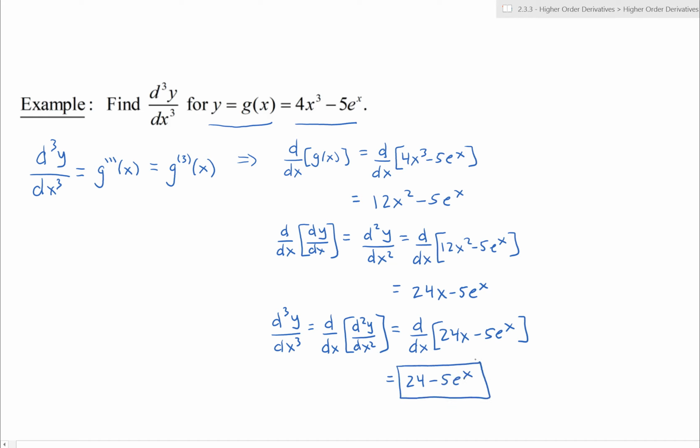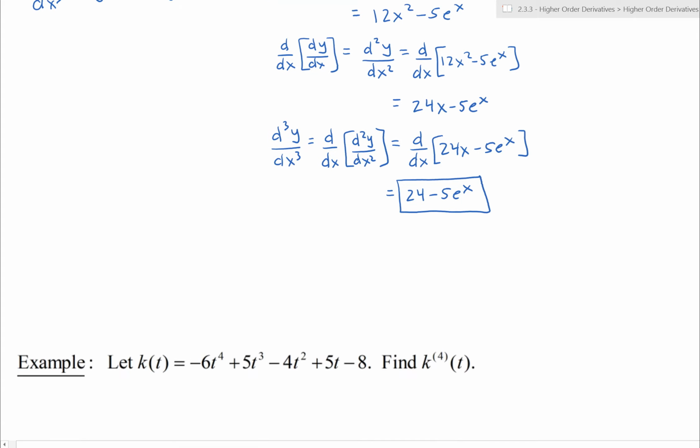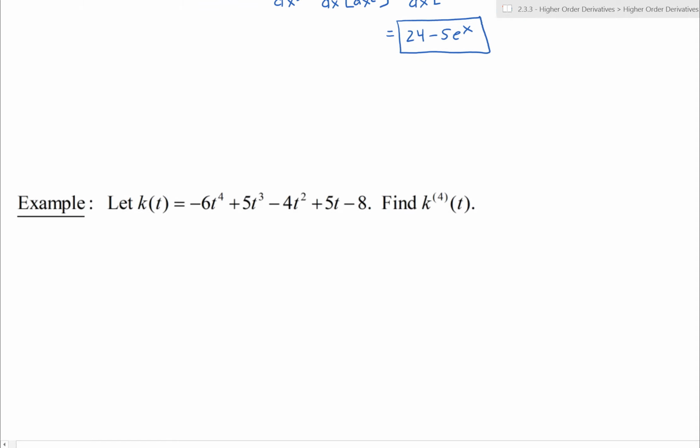And there's my third derivative of the function g of x as given in this problem. So there's one example. Basically just differentiate the number of times it tells you to do. Let's look at one last example before we end the video here.